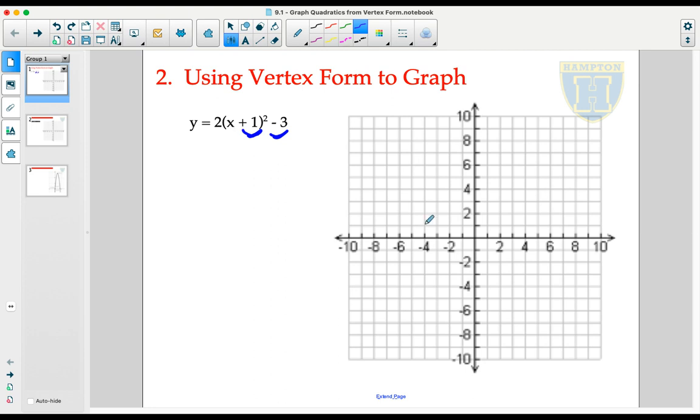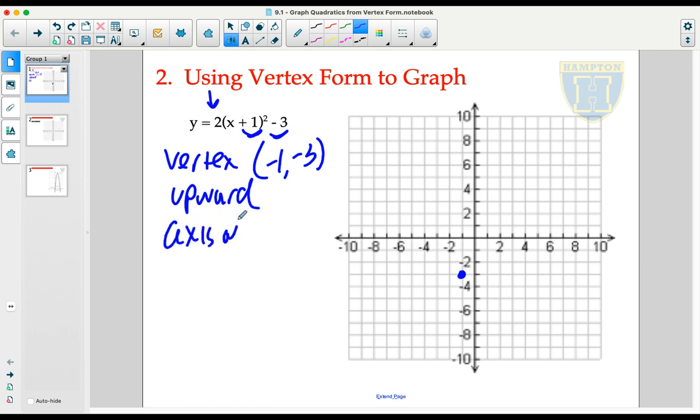And because of that, we know that the vertex will follow that and move 1 unit to the left and down 3 units. And here is our vertex. So we know that our vertex will be at the point -1, -3. Because the 2 is positive, we also know that this graph is going to open upward. And because the graph has a vertex at -1, -3, we know that the axis of symmetry will be at the line x is equal to -1.